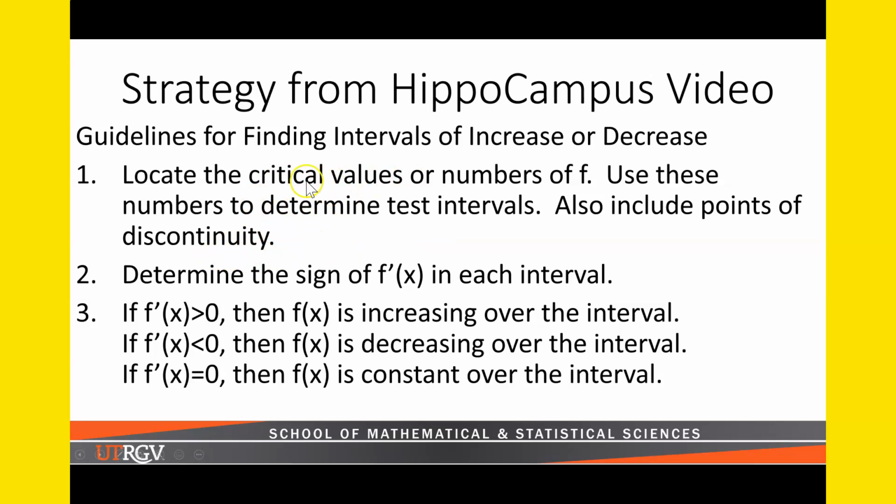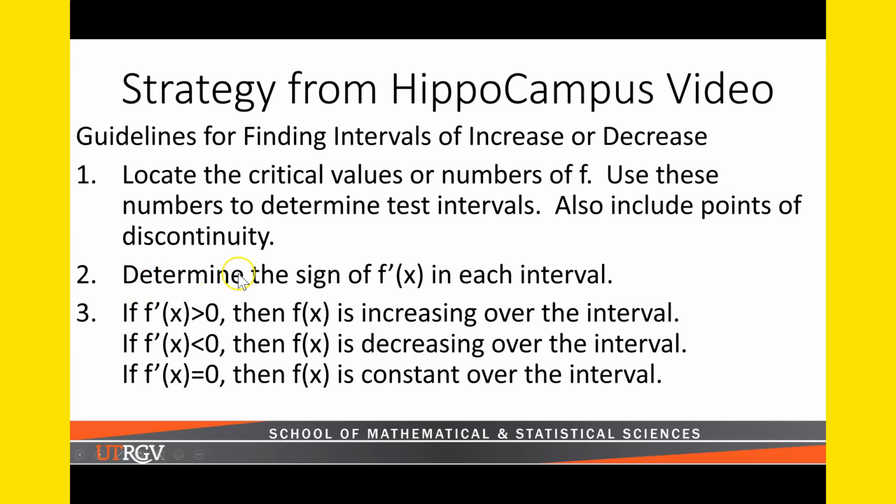So the critical points, what are critical points? Critical points are where the derivative of a function is either equal to 0 or undefined. Let me say that again. Critical points, or critical values, whatever you want to call them, are where the derivative of a function is either equal to 0 or undefined. I want to write that down.